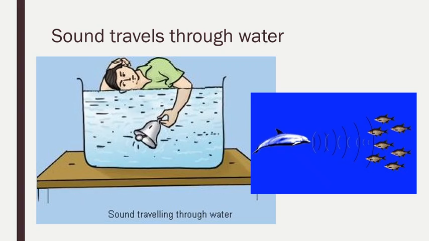One more activity is given in your textbook also. All of you carefully read this activity, and from it you can clearly understand that sound can travel through water. That is why aquatic animals can communicate with each other.